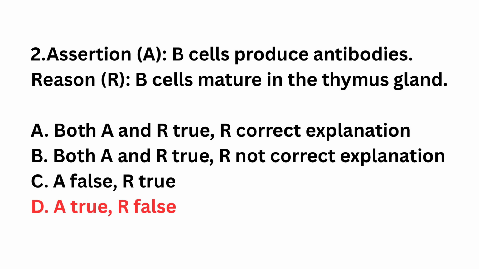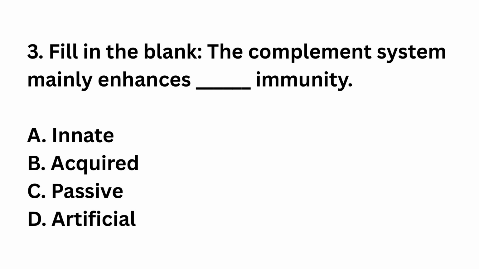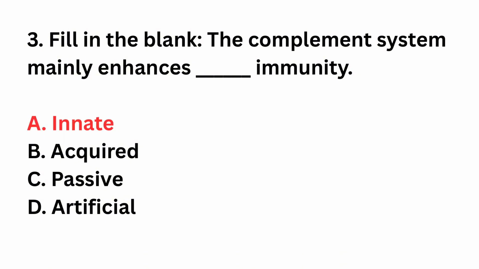The right answer is option D, assertion true, reason false. B cells produce antibodies but mature in bone marrow and not thymus. Question number 3. The complement system mainly enhances dash immunity. Innate, acquired, passive, artificial. The right answer is option A, innate. The complement system is part of innate immunity. It helps in pathogen lysis and opsonization.